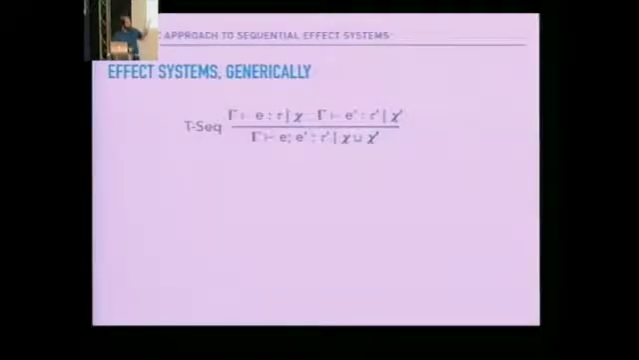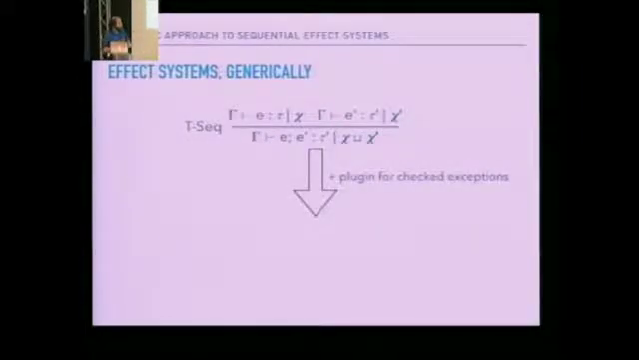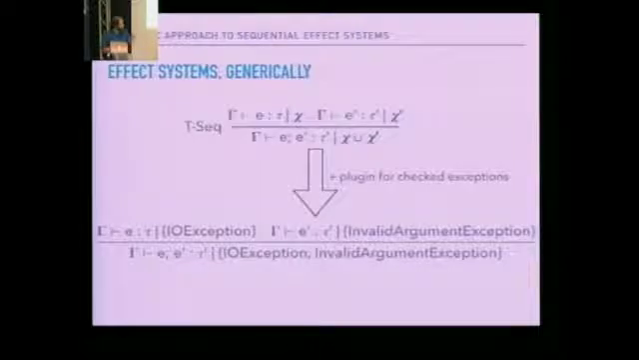So for example, you can take this either in theory or in an implementation, provide a plugin for something like checked exceptions, and get out concrete derivations, like if maybe e throws an IO exception and e′ might throw an invalid argument exception, which I just realized is actually a runtime exception, then running the two in sequence could throw either of them without any regard to program order.